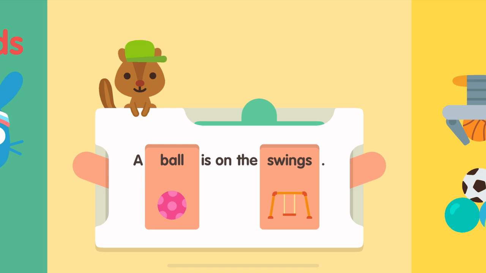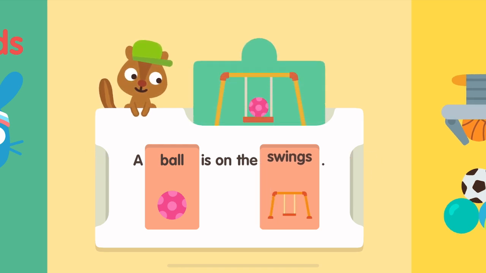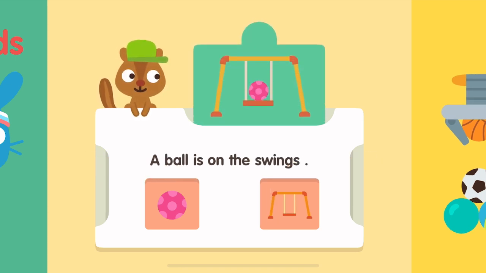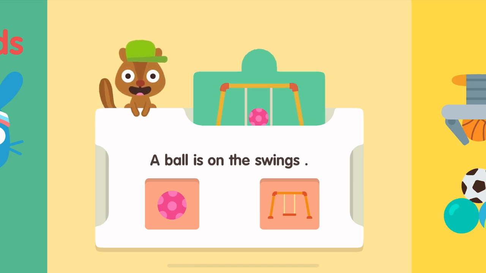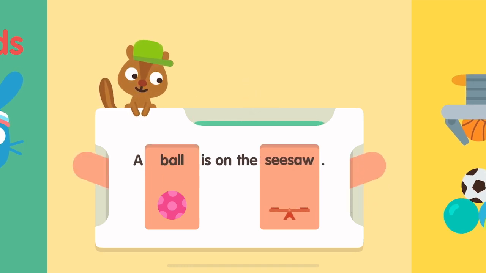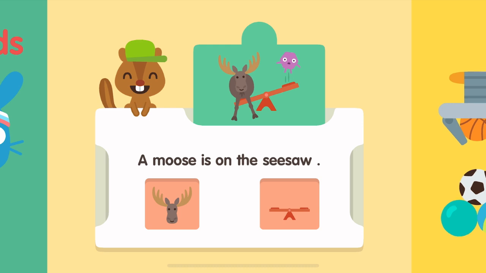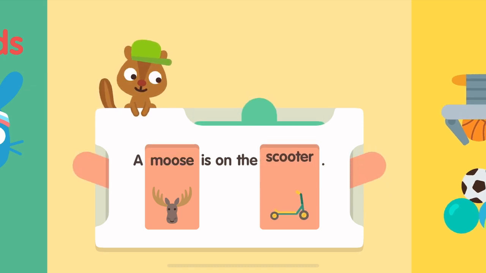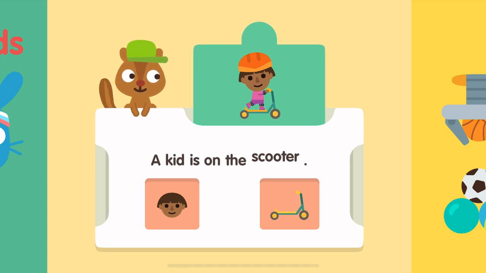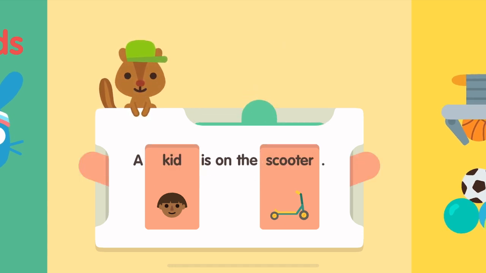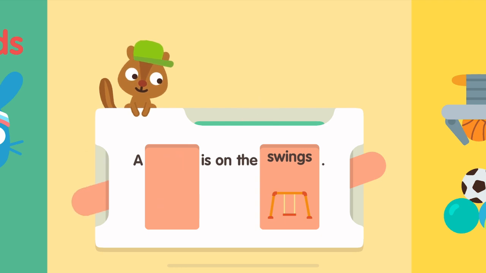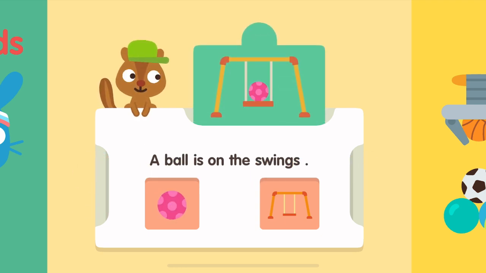Ball. Swings. A ball is on the swings. Seesaw. Moose. A moose is on the seesaw. Scooter. Kid. A kid is on the scooter. Swings. Ball. A ball is on the swings.